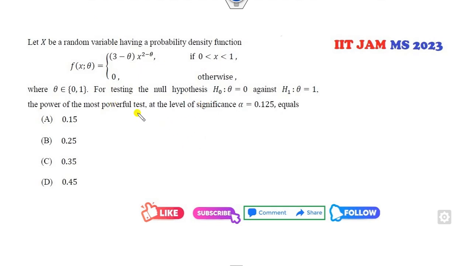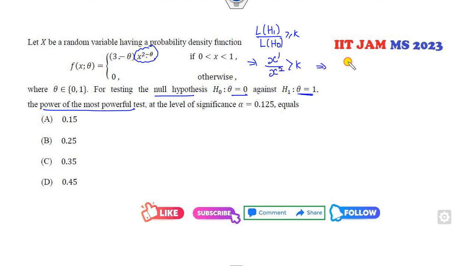Okay, look at this one. You are talking about testing the null hypothesis and the power of the most powerful test. This is the only parameter which involves them. The critical region is not given, so I can find it here, where the ratio is greater than k. So H1, when theta is 1, is x raised to power 1. When theta is equal to 0, it is x square. So it means 1 over x is greater than k, so x is less than c.